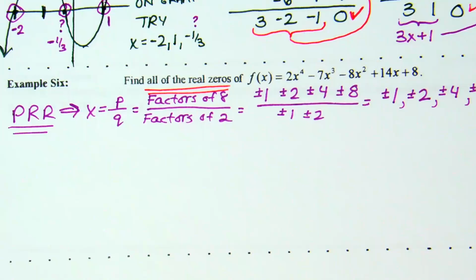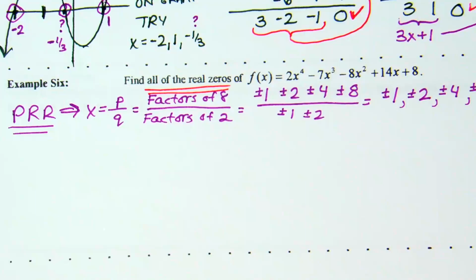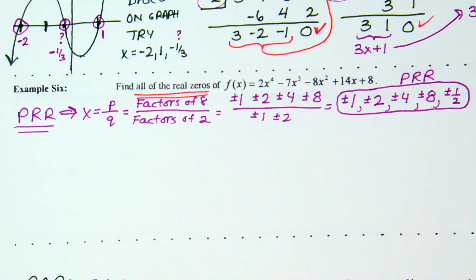Now, we're going to go through and put everything over 2. 1 over 2? Plus minus 1/2. 2 over 2? Plus minus 1, which we already have. 4 over 2? It's 2, which we already have. 8 over 2? It's 4, which we already have. Do I need to relist things I already have? No. And I didn't really say it, but all of these have a plus or minus with them, correct? So those are my potential rational roots.